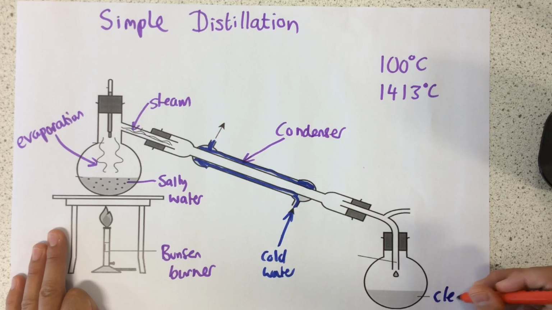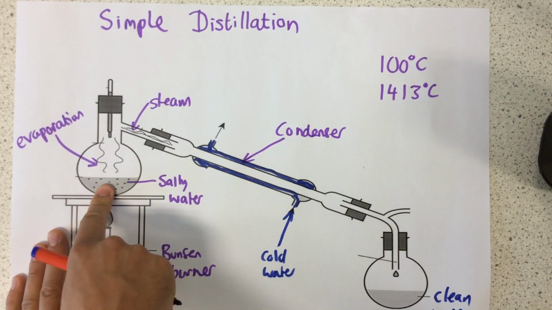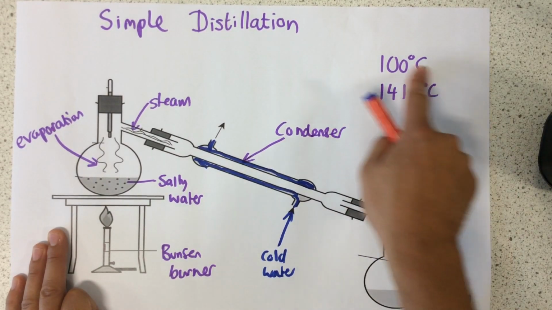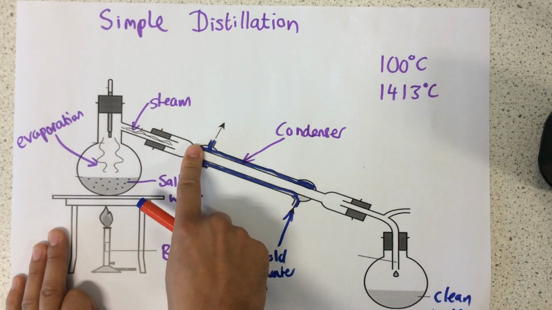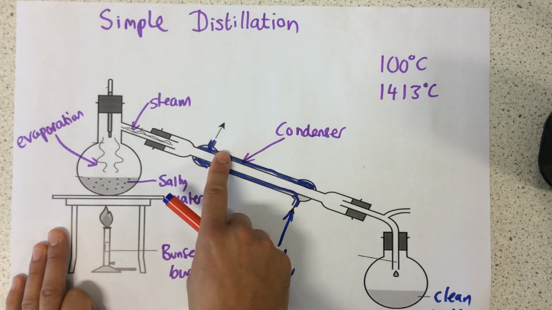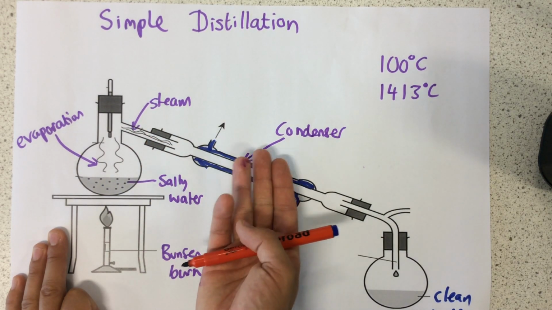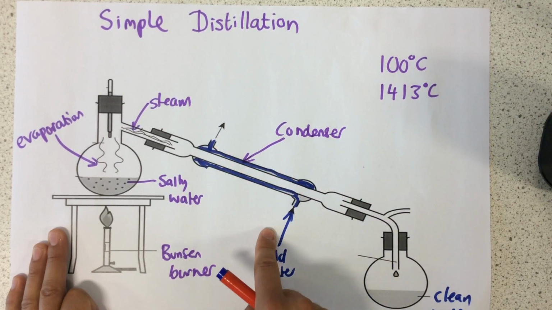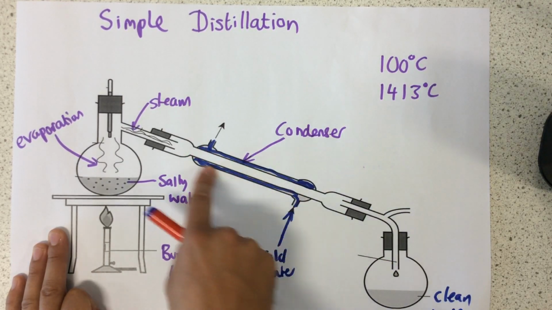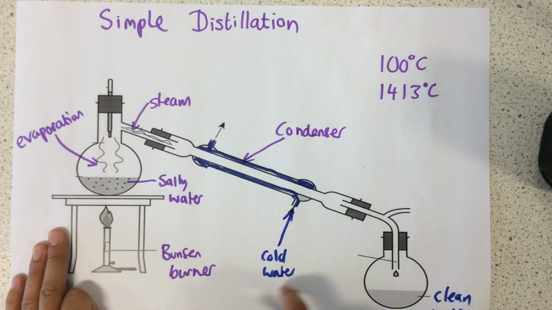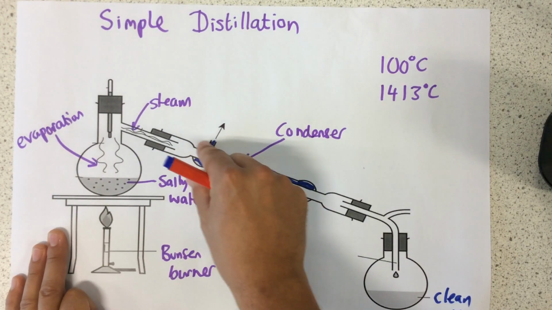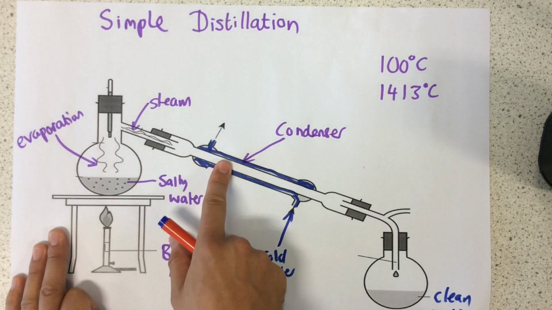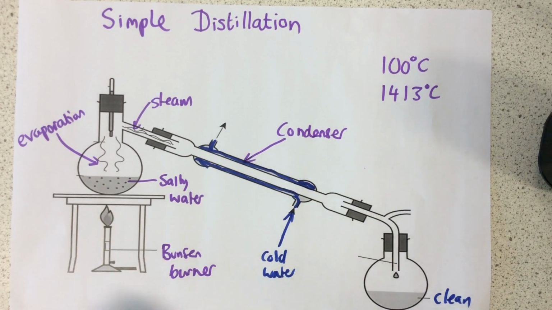So we have clean water right here. The salt remains here because we do not get to that temperature, but the water is separated. It turns to steam. Then as it goes into the condenser, if I was to touch that, it would be cold. We turn it back into liquid water. The reason why we constantly have the water flow in is to make sure the water stays cool at all times. If we just had the water sat there, it would get warmed up by the steam and wouldn't work as well. So that's simple distillation.